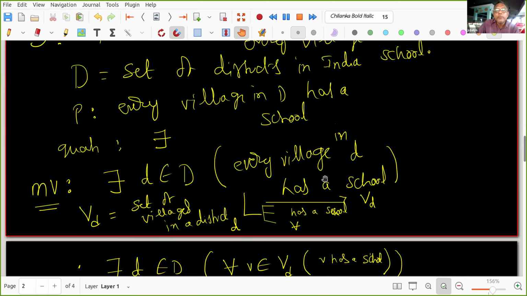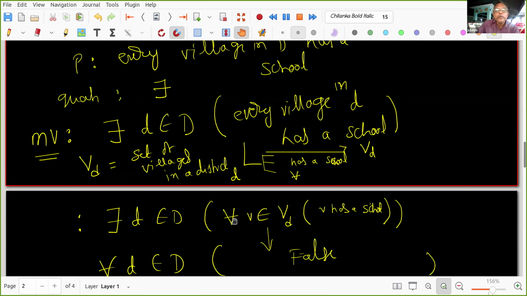Okay. Now please concentrate only on this portion. Every village in D has a school. Okay. VD is set of villages in D, right? So that is what every village in D has a school. Take any village, small v in capital VD. VD is set of villages. V has a school, right? Only concentrate inside portion. Don't worry about this. Okay. Then it is easy for you.